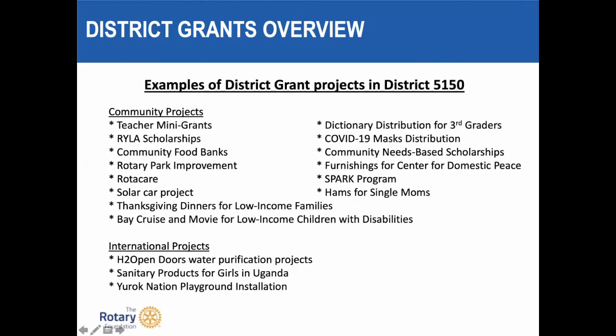What are some examples of district grant projects in District 5150? Well, there are community projects, teacher mini grants, RILA scholarships, community food banks, Rotary Park improvement, RotaCare, solar car project, Thanksgiving dinners for low-income families, a bay cruise and movie for low-income children with disabilities, dictionary distribution for third graders, COVID-19 masks distribution, community needs-based scholarships, furnishings for the Center for Domestic Peace, the SPARK program, hams for single moms, and international projects like H2 Open Doors water purification projects, sanitary products for girls in Uganda, the Yurok Nation playground installation, which you will hear more about shortly.